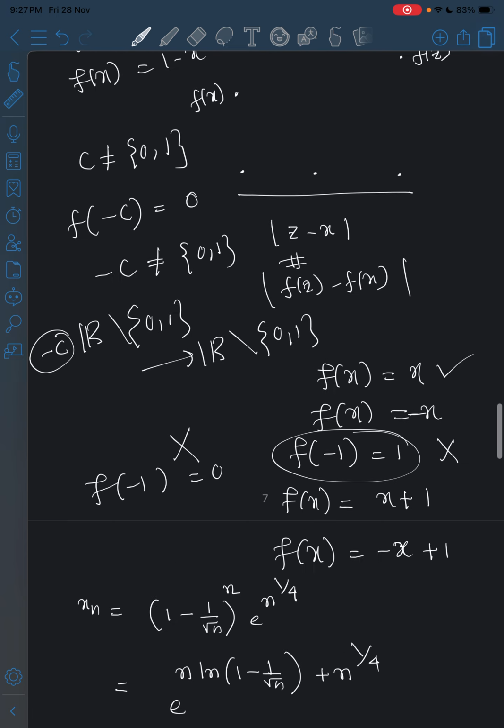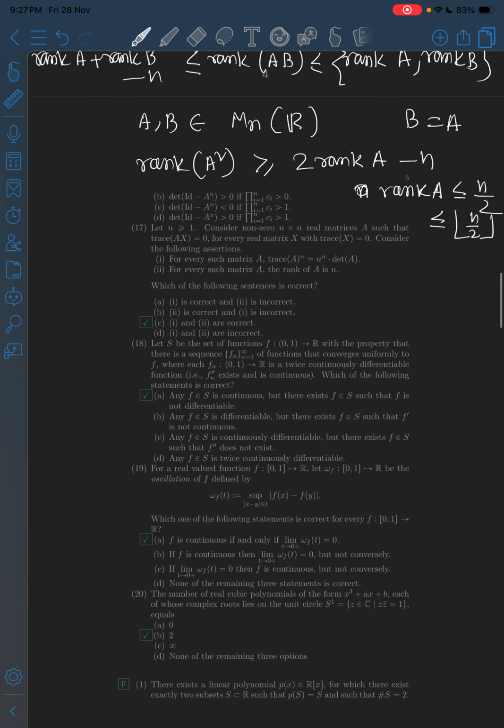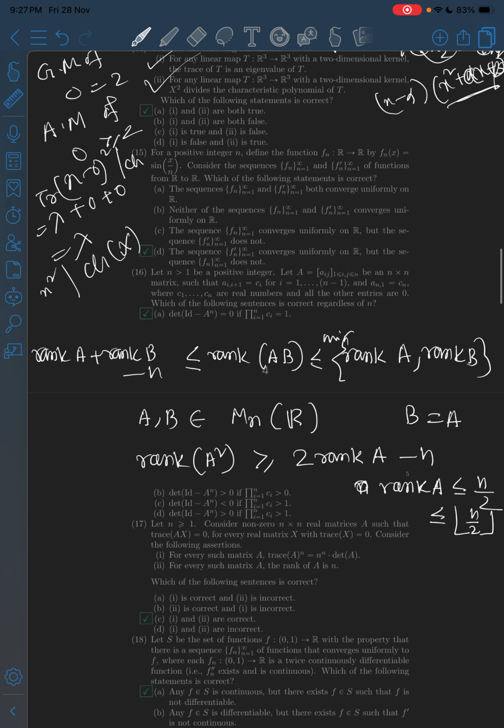I think this is a very standard example, sin x by n, and it is almost in every book on sequence and series of functions; you will find this. So fn prime converges uniformly on R, but fn does not. In fact, this is a counter example given in most books, where the convergence of fn prime is uniform, but the convergence of fn is not uniform. Okay.